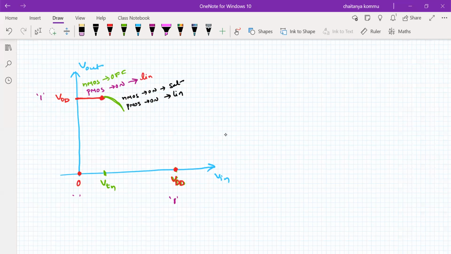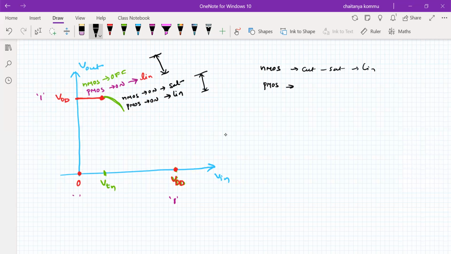So the conditions you observe here: NMOS is off, PMOS is in linear. The second one is NMOS changes to saturation, but PMOS remains in the same region. That means there is a possibility of changing NMOS regions of operation and PMOS regions of operation. Something will go from cutoff to saturation, saturation to linear, something like this.